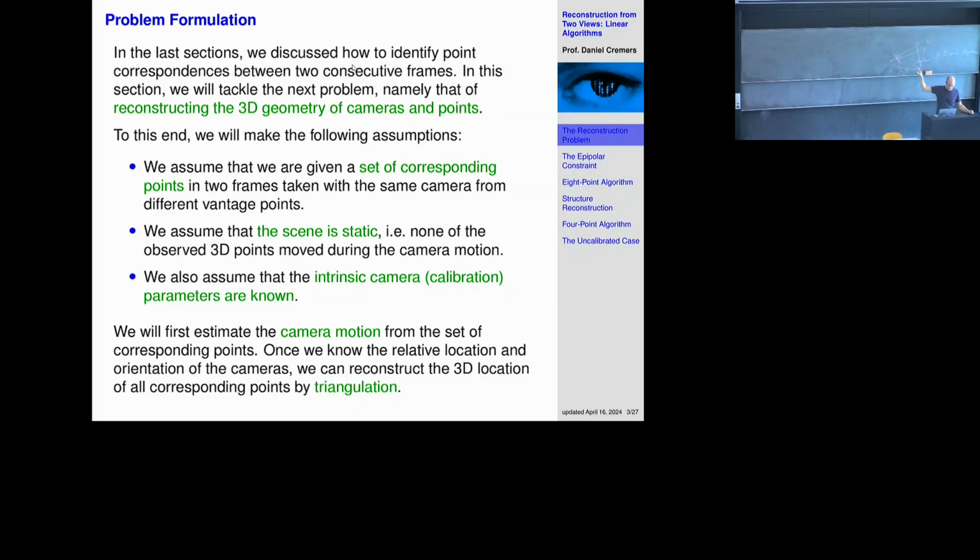But for this chapter we assume a static world. And we also assume that for the camera we have, the intrinsic parameters are known. So these focal lengths and all these pixel transformation parameters that we talked about in previous chapters, we assume all of this is known. And the aim is to estimate 3D location and camera motion.